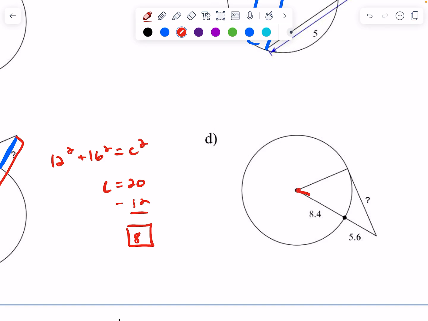Right, here's that swinging radius again. That will move me to 8.4. Oops, 8.4. So you can kind of see this question playing out in multiple ways.